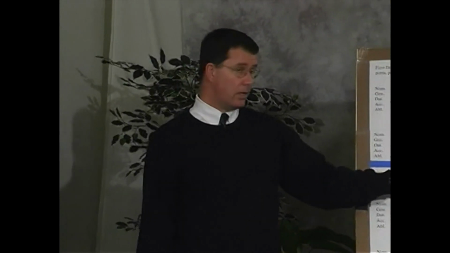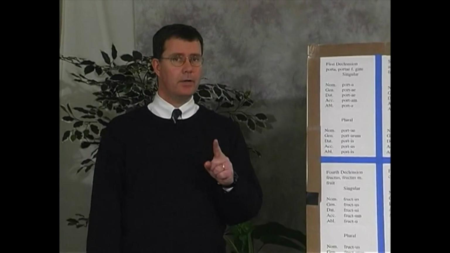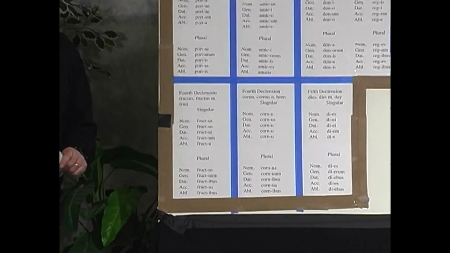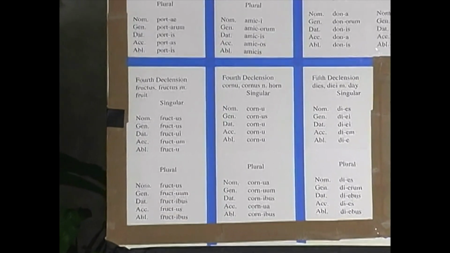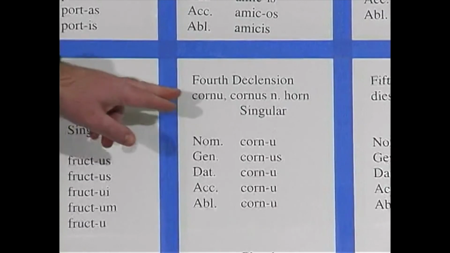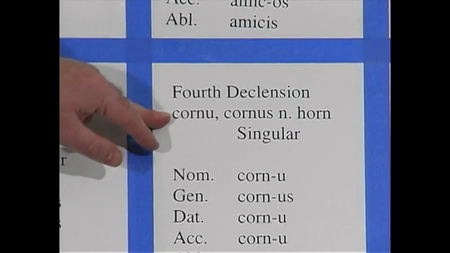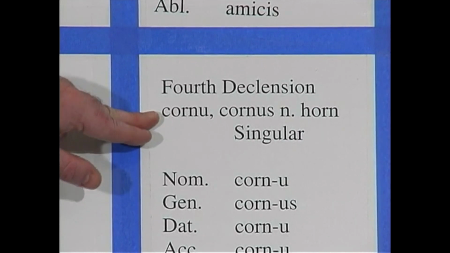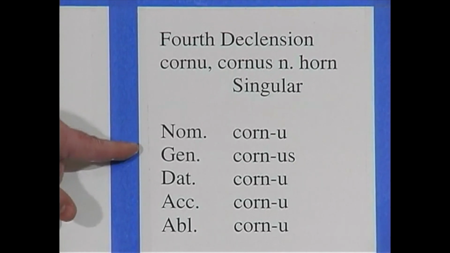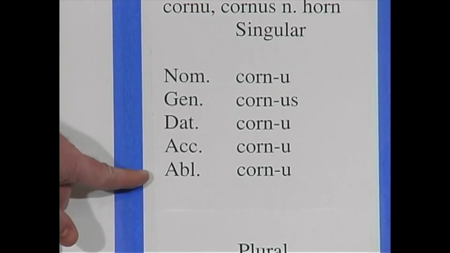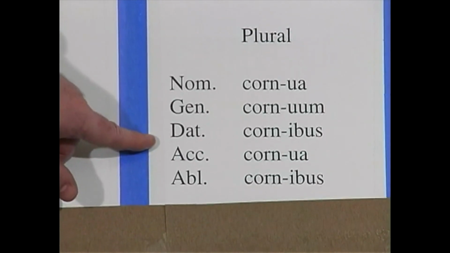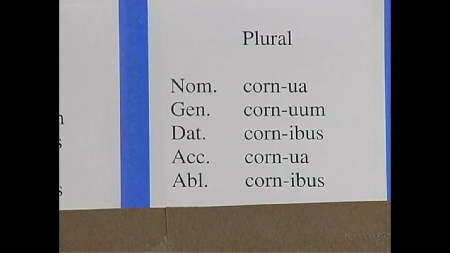The fourth declension also has neuter nouns. You remember the unique thing about neuter nouns is they have a nominative and an accusative that is identical. Okay? So our model noun will be cornu, cornus, neuter, horn. And it is formed cornu, cornus, cornu, cornu, cornu, plural, cornua, cornuum, cornibus, cornua, cornibus.